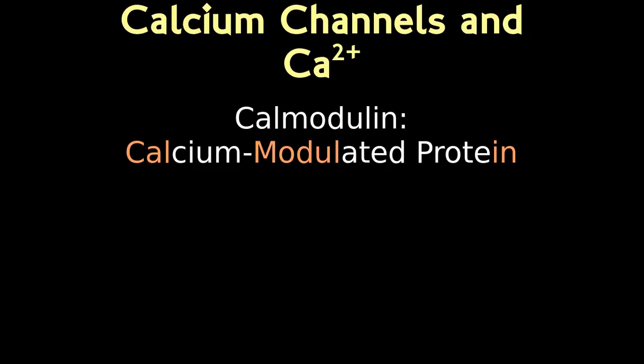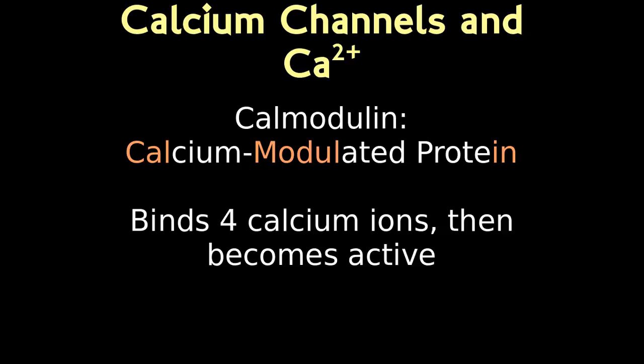calcium channels and calcium. This is the second of those pathways that we were talking about. This involves a molecule called calmodulin. Calmodulin just stands for calcium modulated protein, as in it changes its function based on the presence or absence of calcium. It binds four calcium ions, and once it does that, it becomes active.